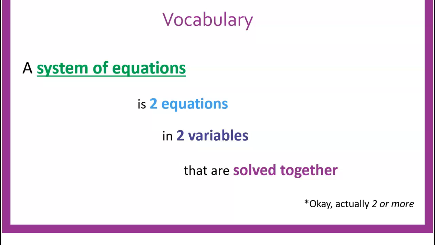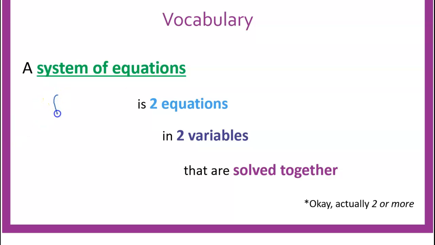It could be 4 equations and 4 variables. It could be 5 equations and 5 variables. We're getting pretty complex now. But in this class, we're not going to get that complicated. We're just going to stick to 2. We're going to do 2 equations and 2 variables. When we get to inequalities, we'll be doing, again, 2 inequalities in 2 variables. So that's what we mean when we're talking about systems.